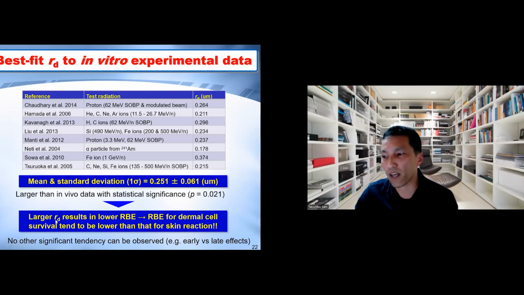So a larger domain radius results in a lower RBE in our model. So RBE for dermal cell survival tends to be lower than that for skin reaction. This is consistent with current high-mark treatment planning. They also assume a certain factor like 1.5 for converting the RBE for cell survival to the clinical RBE. And no other significant tendency can be observed in other analyses, such as when I compared the early and late effects of skin reaction, but the domain radii are quite similar.